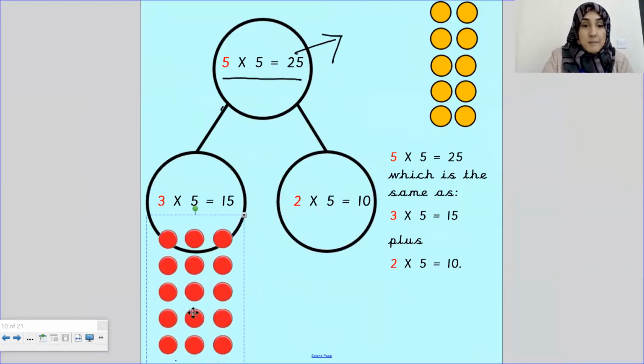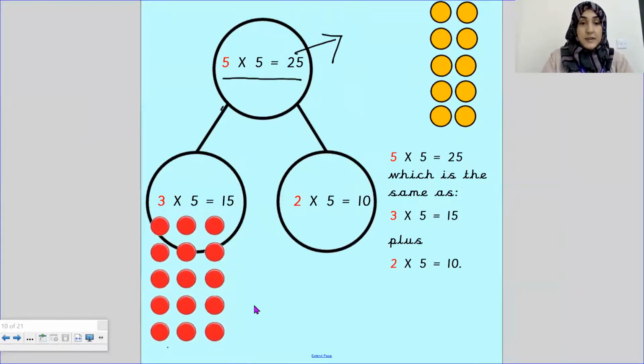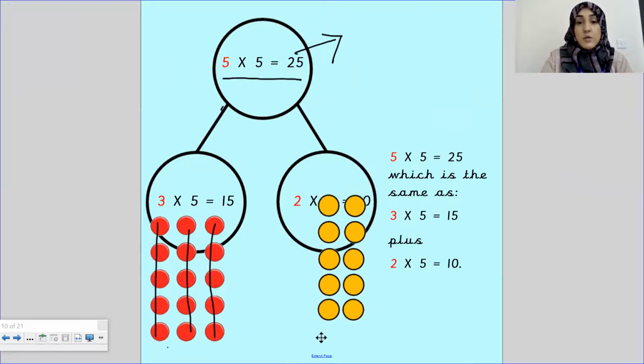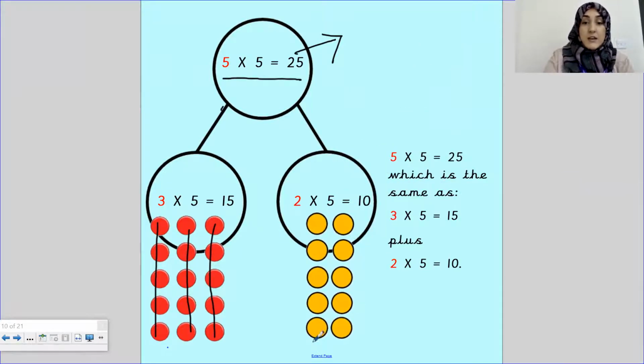This is 3 multiplied by 5. We know that because I know that there are 5 dots in each column, and there is 1 lot, that's 2 lots, and there are 3 lots. So that's 3 multiplied by 5. On this side, we have 2 multiplied by 5, and I know that that's correct because there is 1 lot, and that's 2 lots. We are counting the columns in this array.